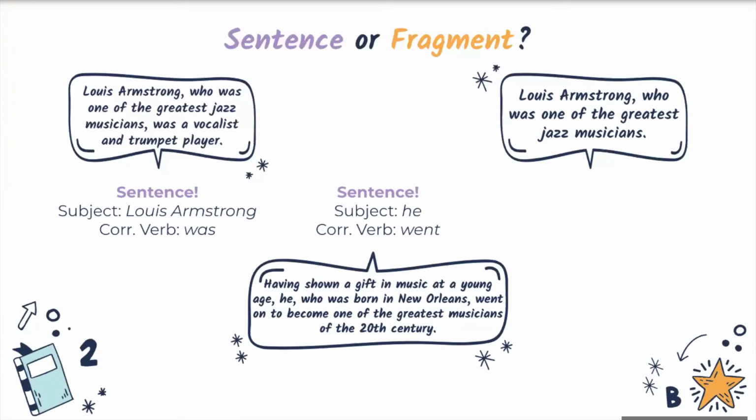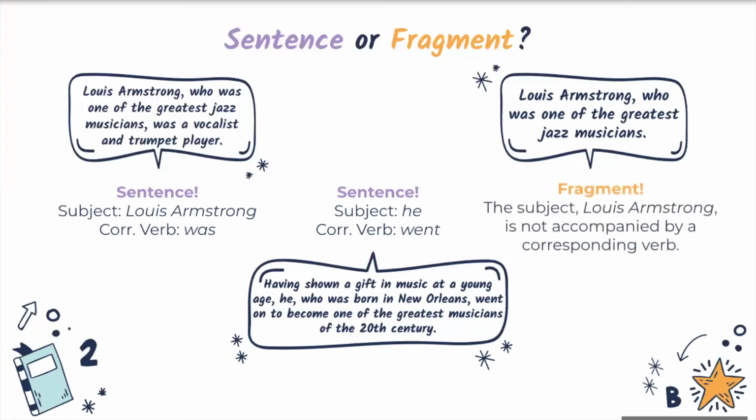Okay, so then here's the third example. Louis Armstrong, who was one of the greatest jazz musicians. This is a fragment because although we do have the subject Louis Armstrong, there is no verb that refers to Louis Armstrong. So therefore the sentence is incomplete.